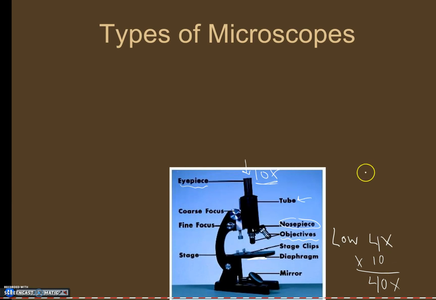Let's say you then moved it to high power, and let's say that the high power had a magnification of 40 times on its own. So your total magnification there would be 40 times the eyepiece, which was 10, for a total magnification of what? That's right, 400 times what it would be like looking at through the naked eye.